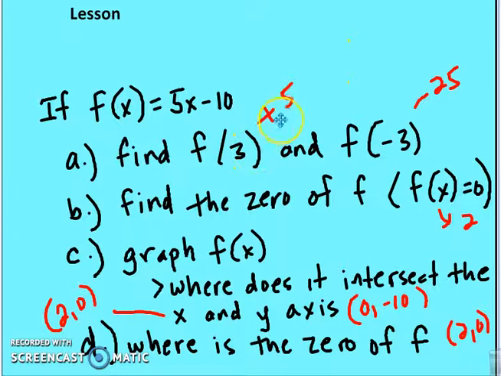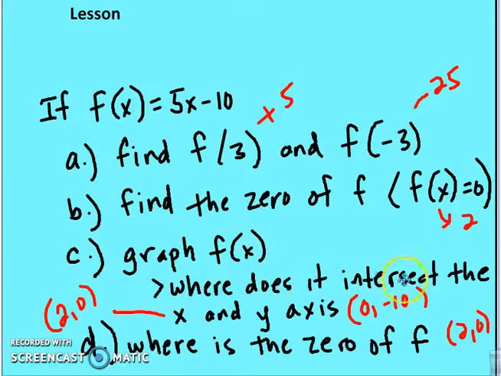All right, so f of 3: 5 times 3 is 15, minus 10 is 5, and f of negative 3: negative 15 minus 10 is negative 25. Find the 0, so the value of x that makes f of x equal to 0. So f of 2 is equal to 0. Let's graph f of x.